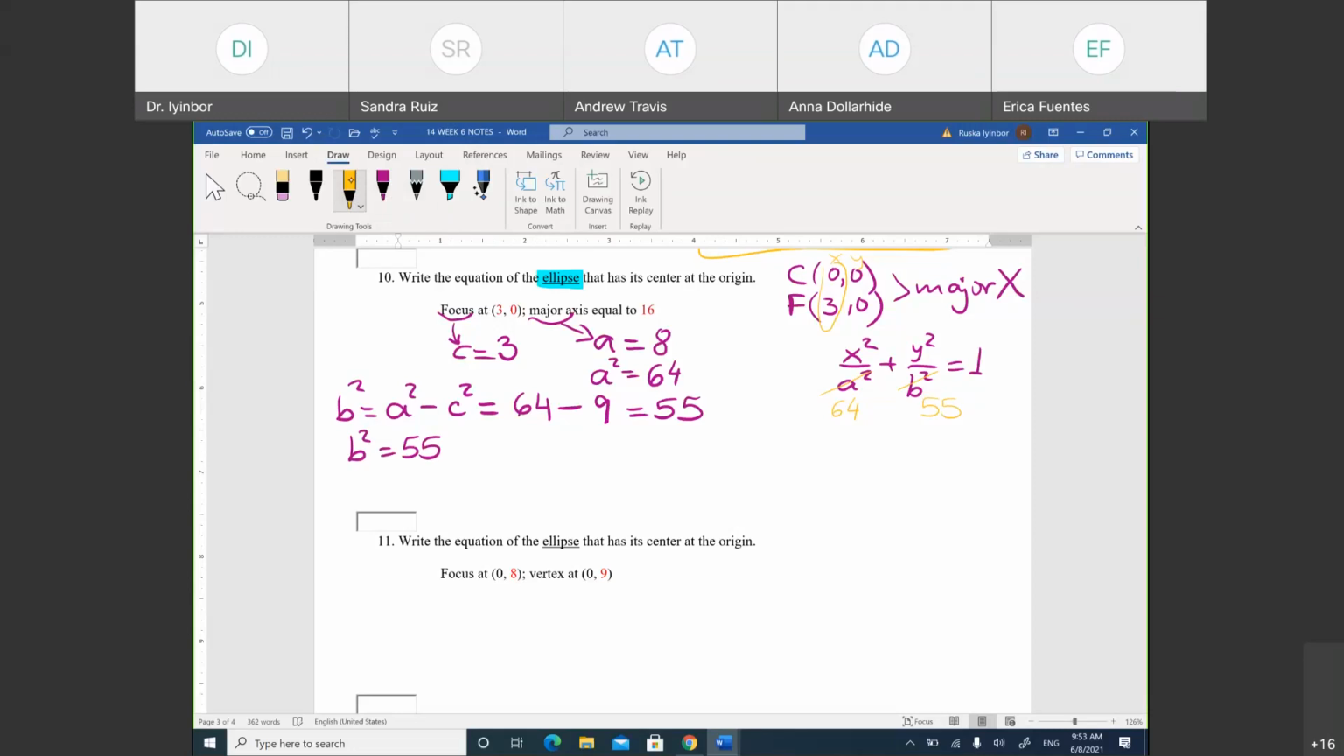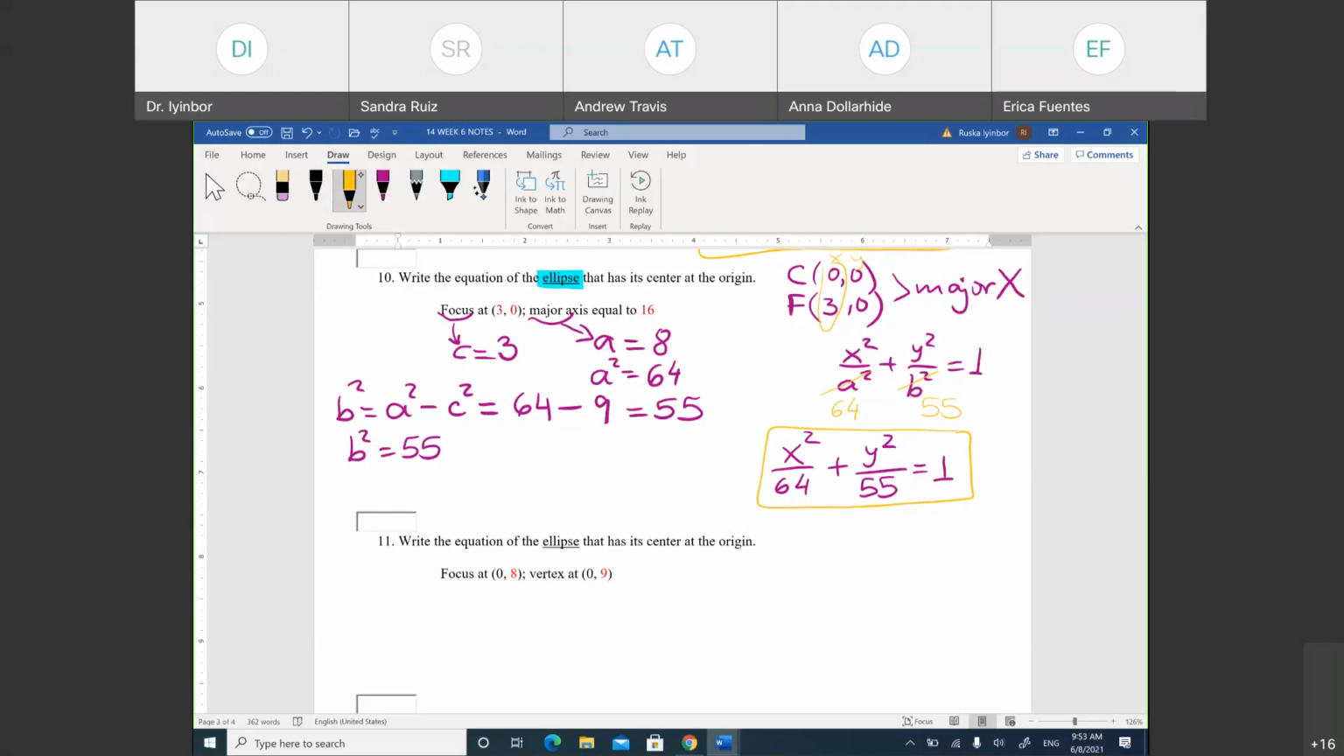After you find a squared and b squared, you're done. You're just going to rewrite the equation. The answer is going to be x squared over 64 plus y squared over 55 equals 1. When you put your answer in the answer box, make sure it looks exactly like that. Use lowercase x and y, and make sure you always put equals 1. Any questions on number 10?